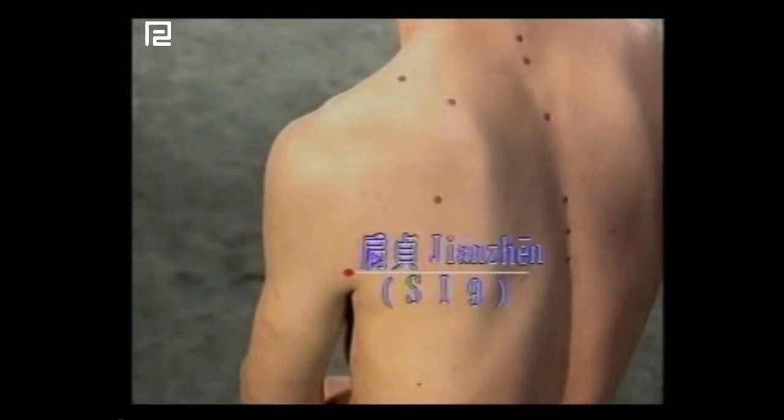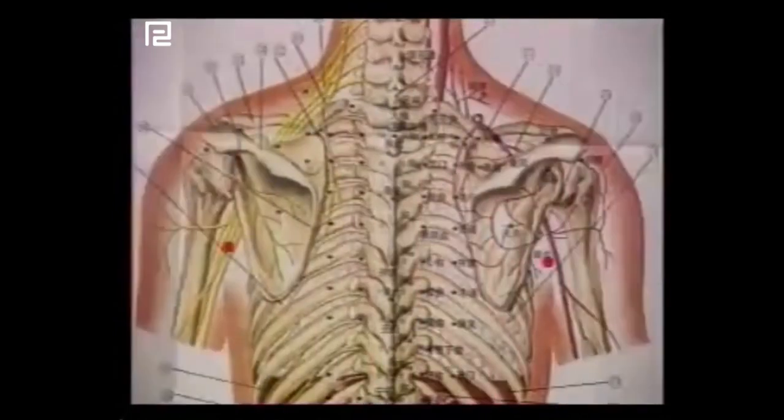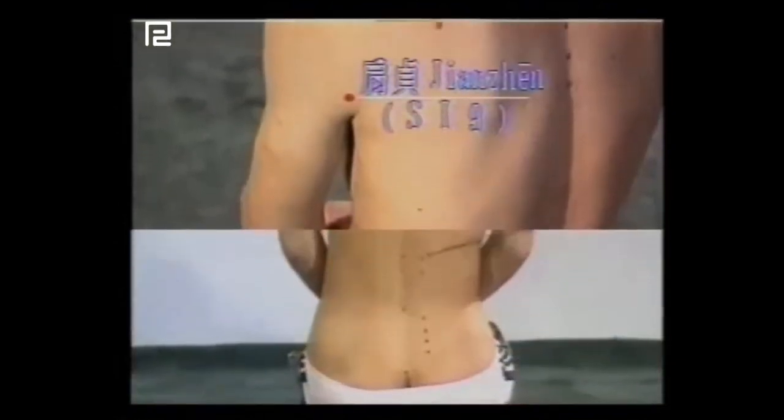Jianzhen. Location: posterior and inferior to the shoulder joint, 1 cun above the posterior end of the axillary fold when the arm is adducted. Indications: pain in the scapular region, pain and motor impairment of the arm, pain in the supraclavicular fossa, deafness, tinnitus. Methods: puncture 0.5 to 1 cun, moxibustion 2 to 3 cones for 15 to 20 minutes.